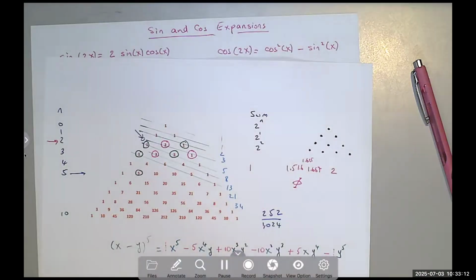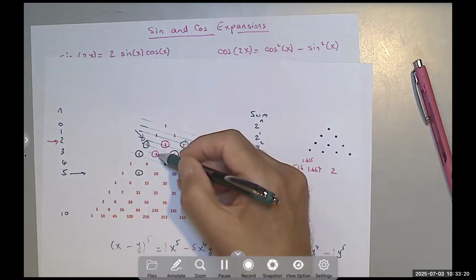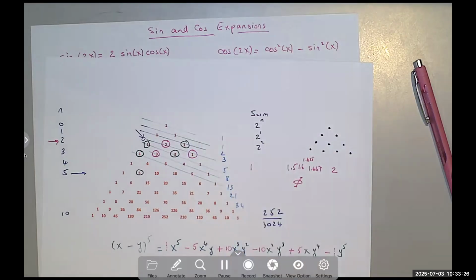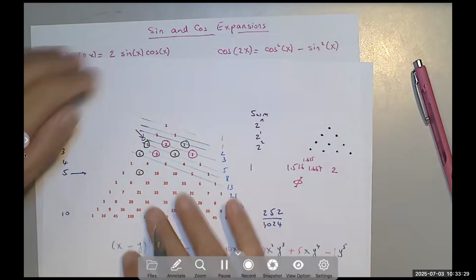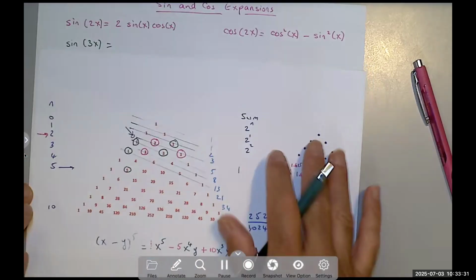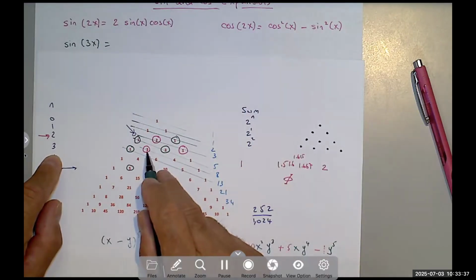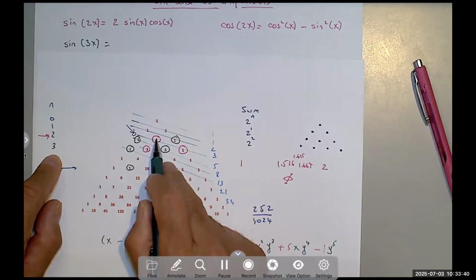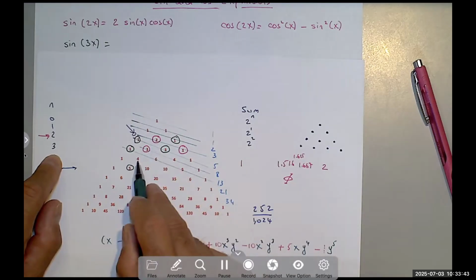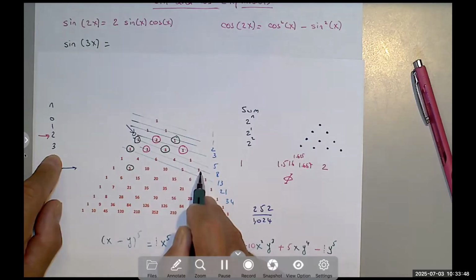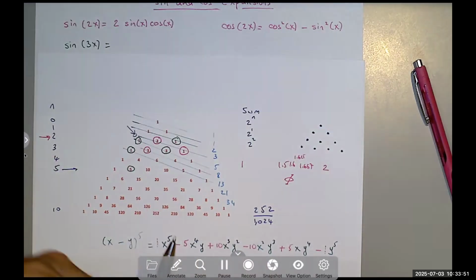Oh, so the first entry is the highest power of cosine. Then I decrease the cosine power by 1 and increase the sine by 1. Decrease the cosine by 1, increase the sine by 1, and so on and so forth. I know it's a little unclear for now, but let me show you how I'm going to expand sine cube x. The sines are the even entries, like second and fourth. Here it was the second. Here it would be the second, the fourth. Here that would be second, fourth, and sixth. And the cosine are the odd entries.